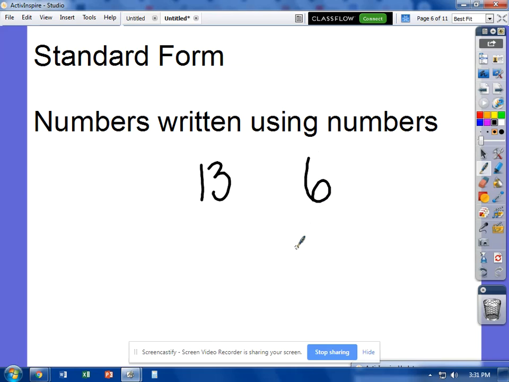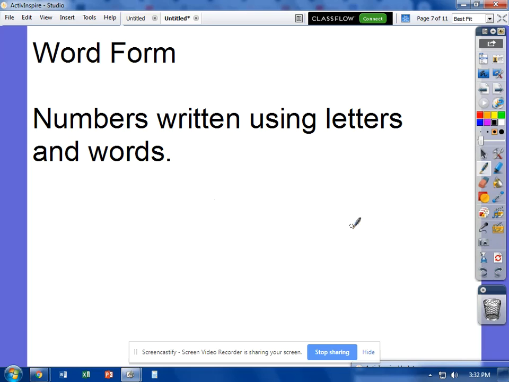It's written in numbers. When you see 152,596, that is the standard form of that number. So it's numbers written using numbers, what we would typically think of when we think of numbers in different forms. The next is word form, and that's exactly what you think it is. It's just numbers written using letters and words.